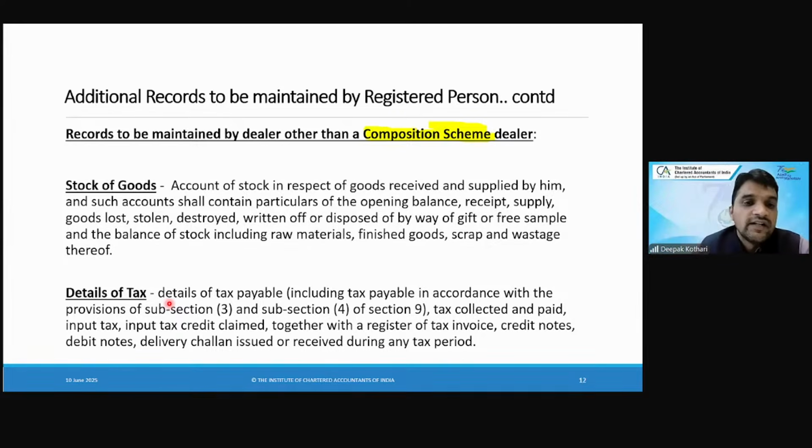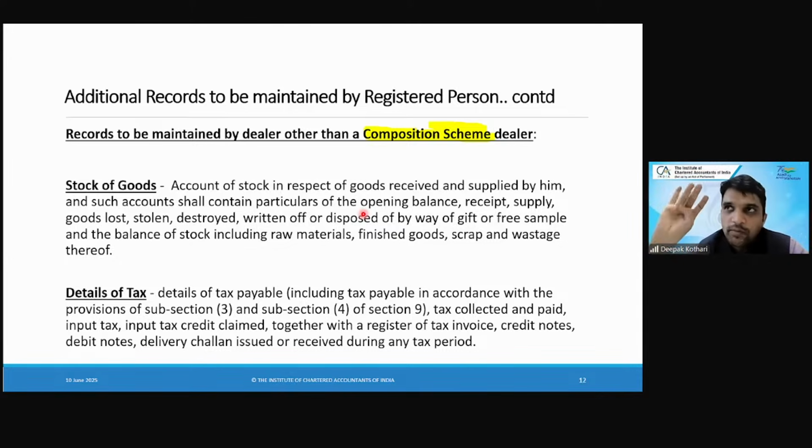Now, this will include an account of stock in respect of goods received and supplied, and such account shall contain particulars of opening balance, receipt, supply, and closing stock.